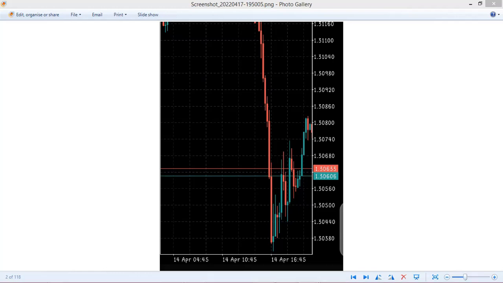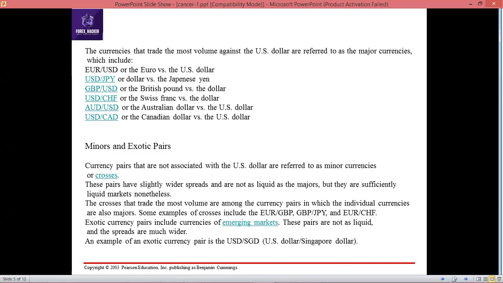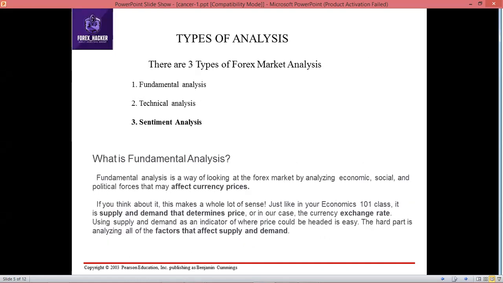And you really need to rush this down. So that is just about that. They have a wider spread, and not a lot of people are trading them. If you read about them, you can understand these pairs are not liquid and the spreads are much wider. So you understand very well. And let's move on to types of analysis.